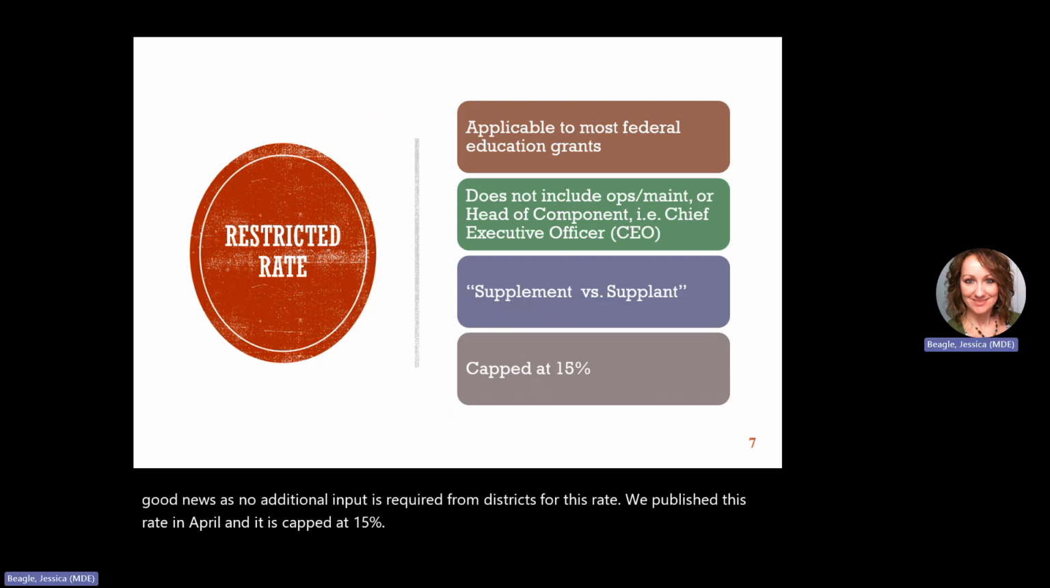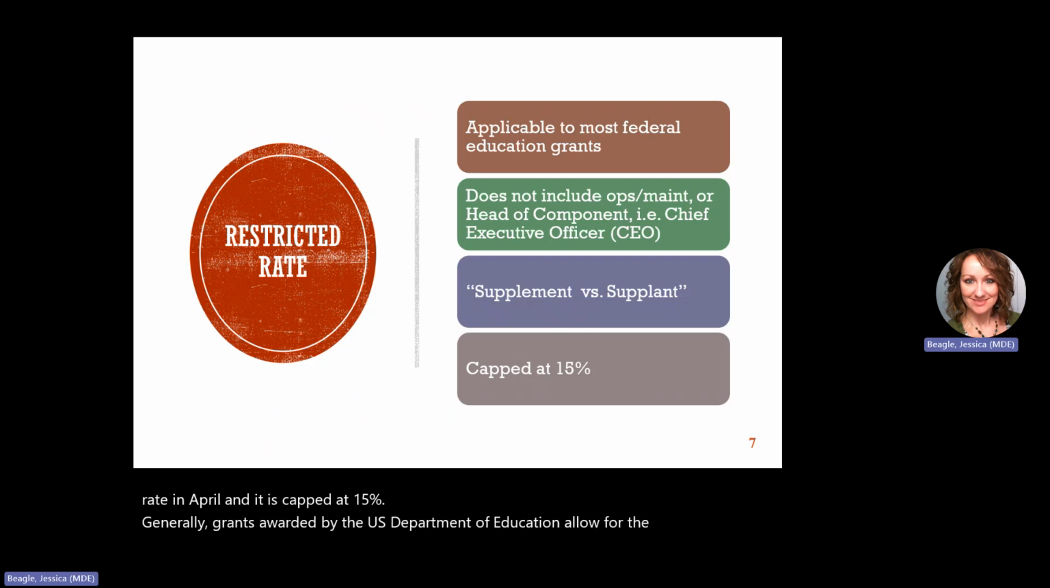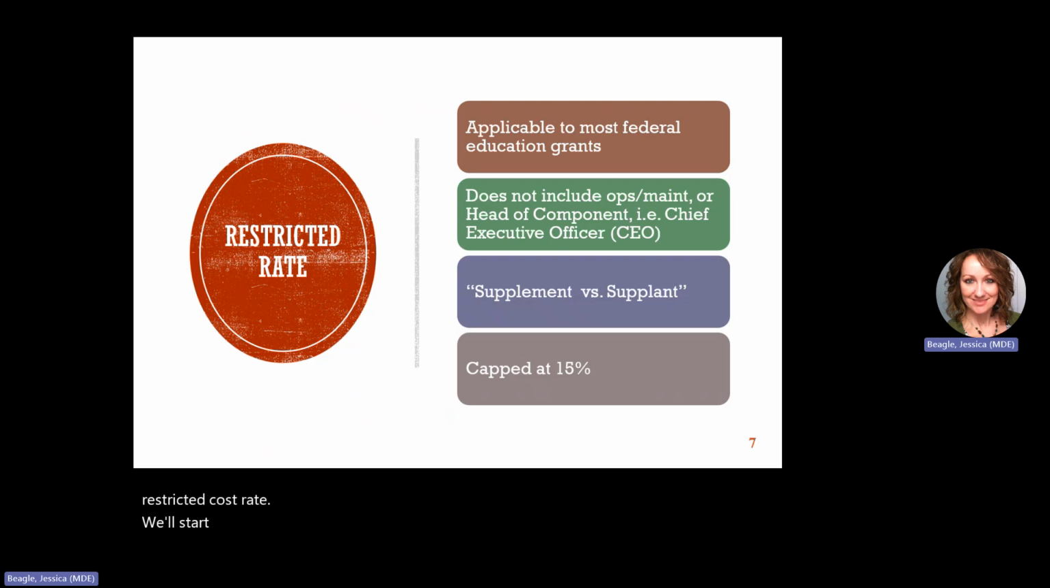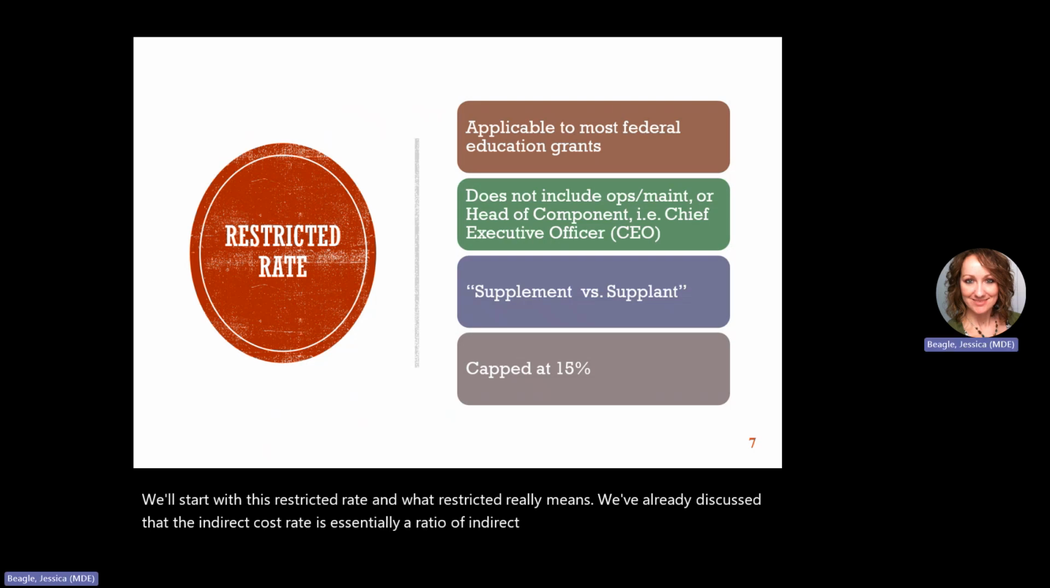Generally, grants awarded by the U.S. Department of Education allow for the use of the restricted cost rate. We'll start with this restricted rate and what restricted really means. We've already discussed that the indirect cost rate is essentially a ratio of indirect costs divided by direct costs. The numerator of this restricted ratio includes costs that benefit all programs, but can't be specifically or readily identified with any one particular program.